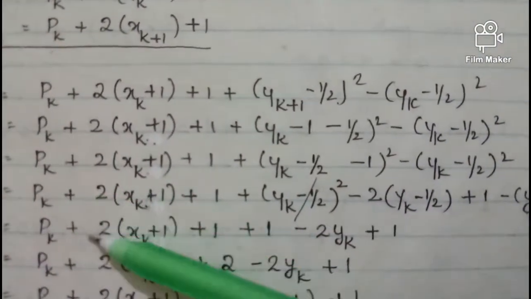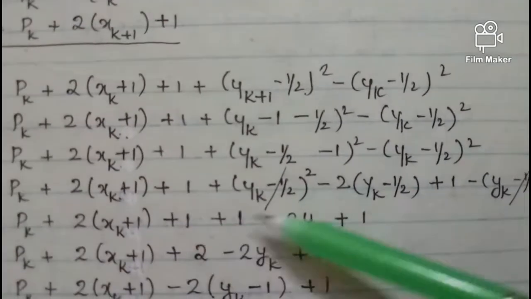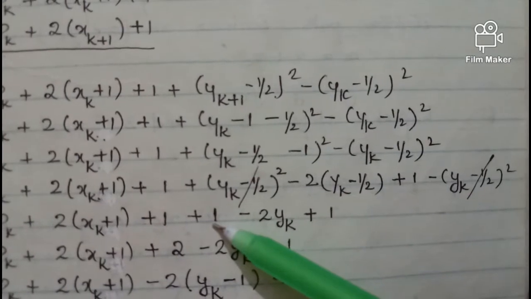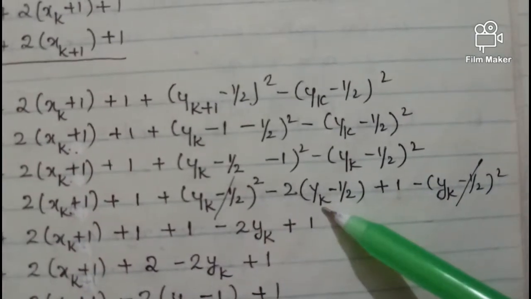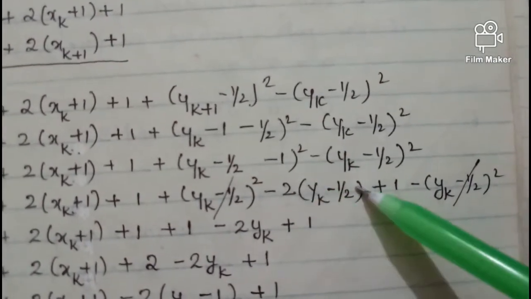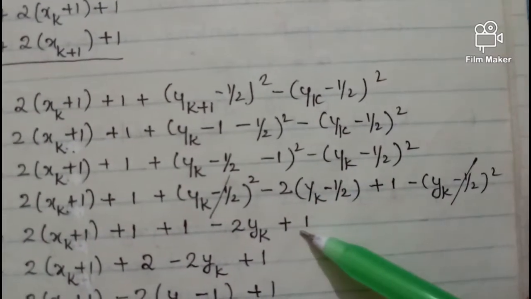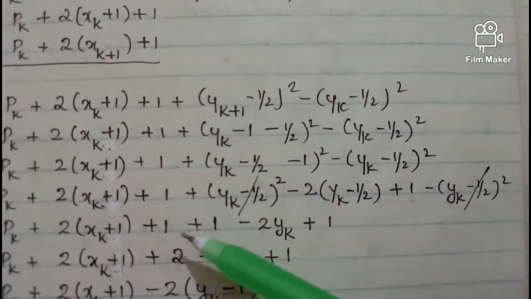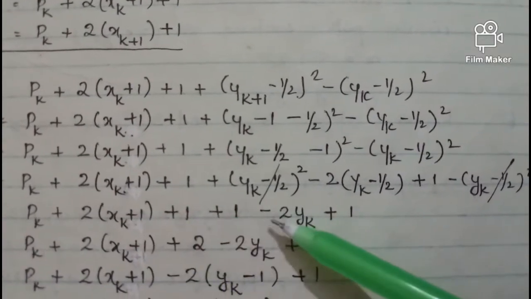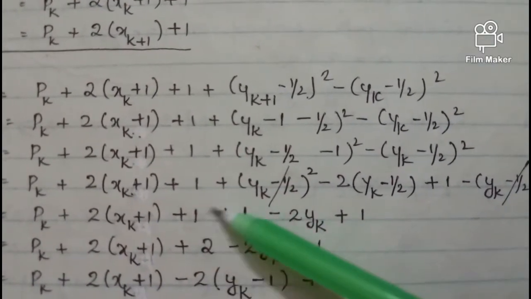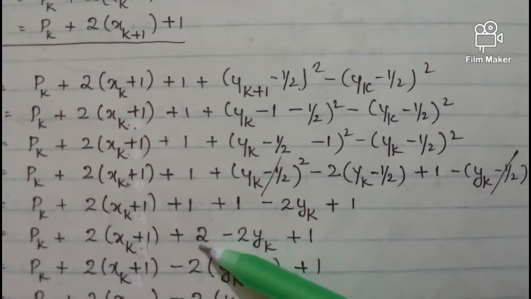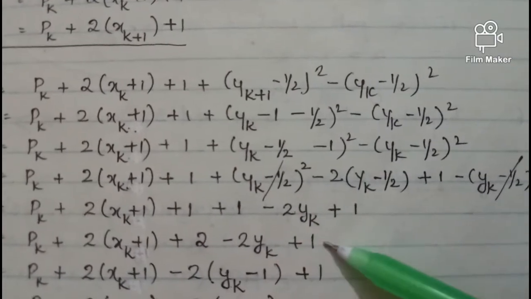What you will get is pk plus 2xk plus 1, then from this one you again get 1 more, plus 1, and from this term, minus 2 yk minus of minus, plus 2 and 2 will get cancelled, plus 1. So after crossing off the terms, you are getting pk plus 2xk plus 1 plus 1 plus 1 minus 2yk plus 1. In the next step, these 2 will be combined together and written as plus 2: pk plus 2xk plus 1 plus 2 minus 2yk plus 1.